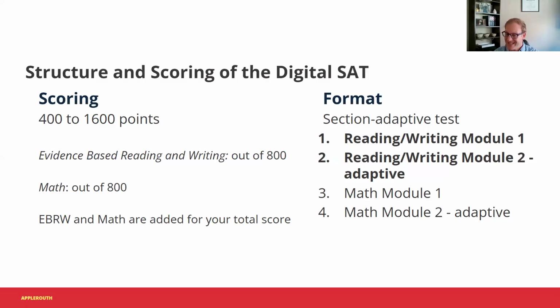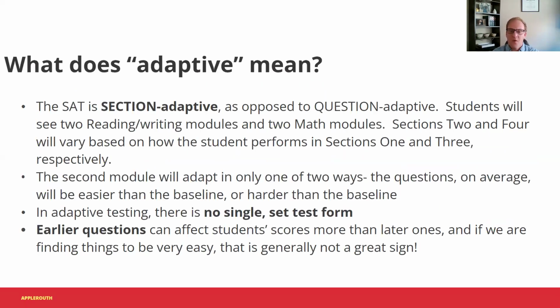This test is section adaptive. What that means is on section 2, which is the second verbal section, and section 4, which is the second and last math section, you can expect those sections to be either quite a bit harder than the first or quite a bit easier. Based on how you perform in section 1, module 1 verbal is just 27 questions. We'll talk through the structure.